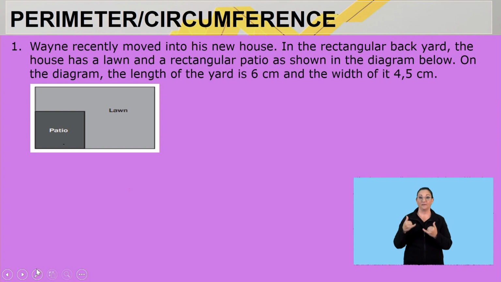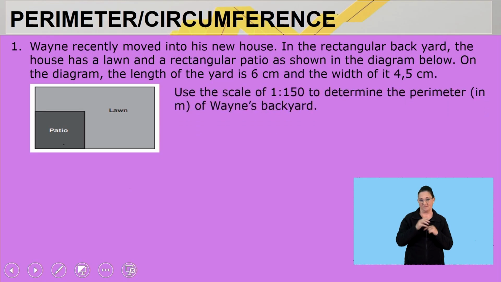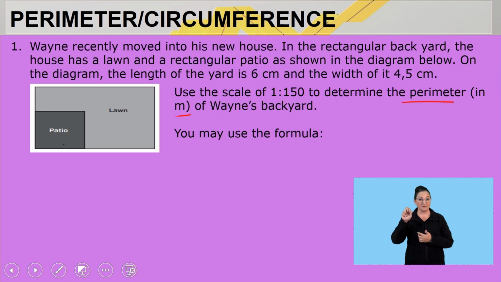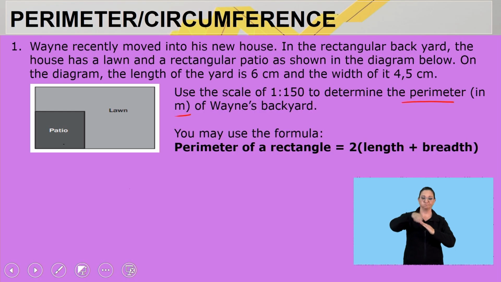Then it says on the diagram, the length of the yard is 6 centimeters and the width of it is 4.5 centimeters. So what is the question we need to answer? It says here, use the scale of 1:150 to determine the perimeter in meters of Wayne's backyard. It also indicates that we can use the following formula: perimeter equals 2 in brackets length plus breadth.